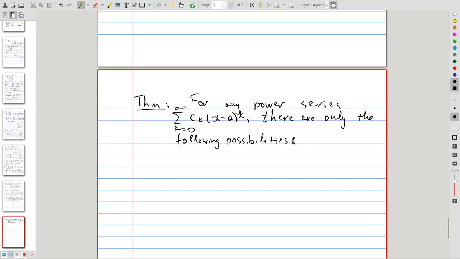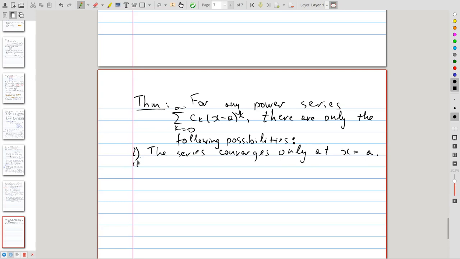So with regards to convergence, the first option is the series converges only at x equals a, and this was actually the case for the second series that we discussed. It only converged at one value of x.